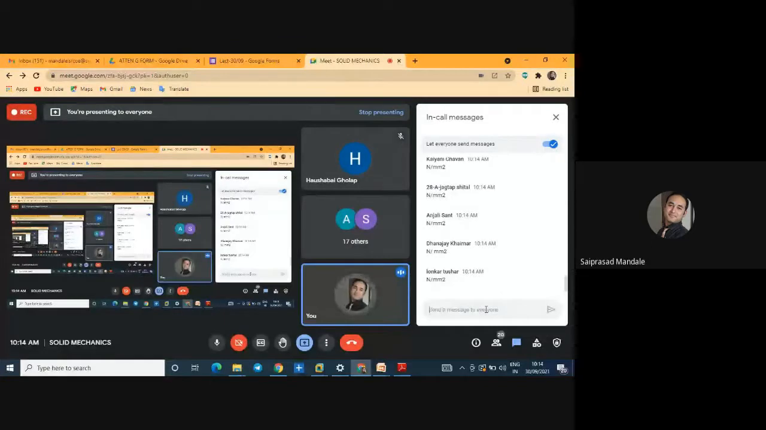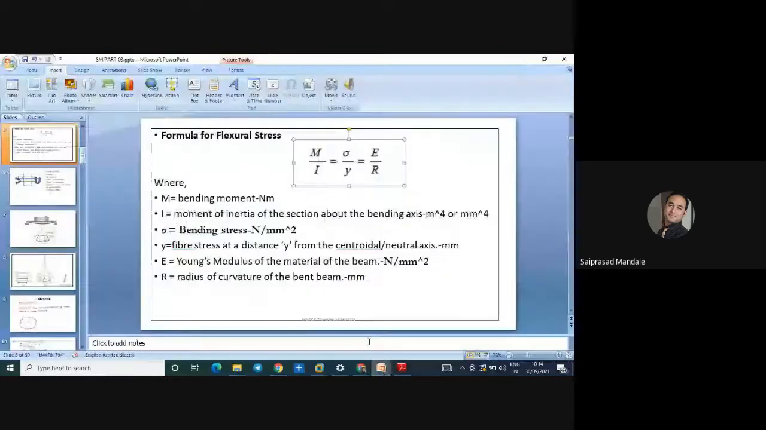So try to understand. The formula is very simple, that is M by I is equal to sigma by y is equal to E by R. Okay, Lonkar Tushar, very good. M is the bending moment, I is the moment of inertia, sigma is the bending stress, y is the distance of any layer from the fiber, E is the modulus of elasticity, and R is the radius of curvature. That is the formula. At any condition, you have to remember this formula because that is very important.